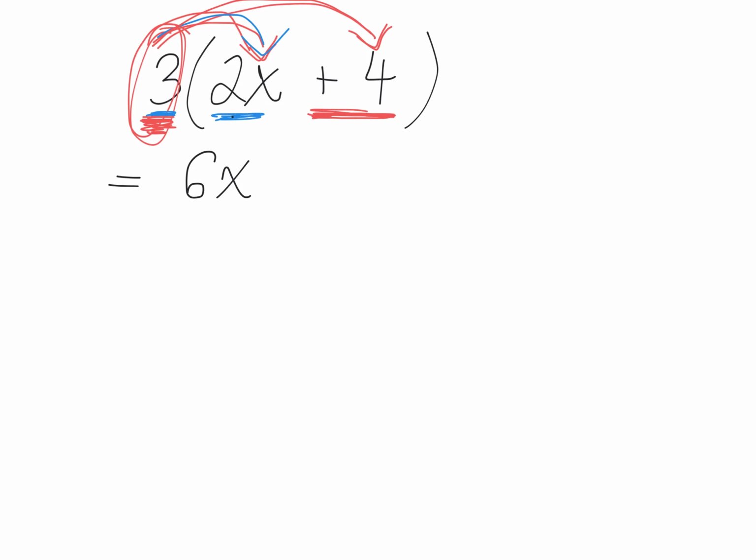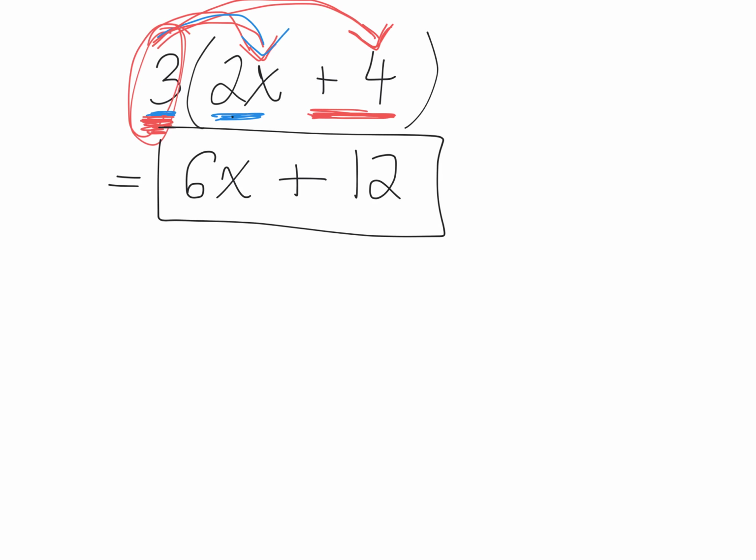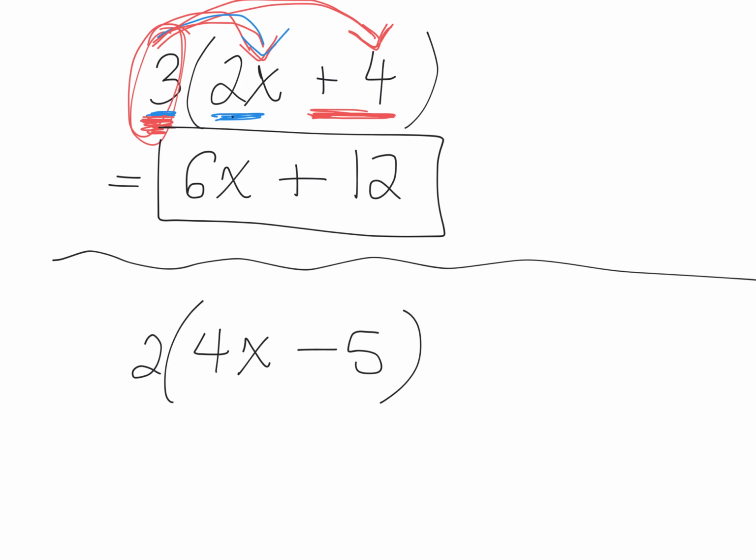So it's going to be 3 times 4. What's 3 times positive 4? Positive 12. That's it. That's the answer. Okay, what if I give you this question?